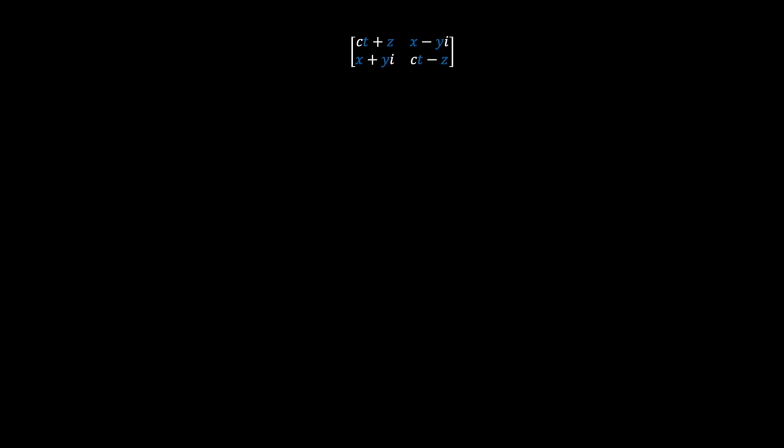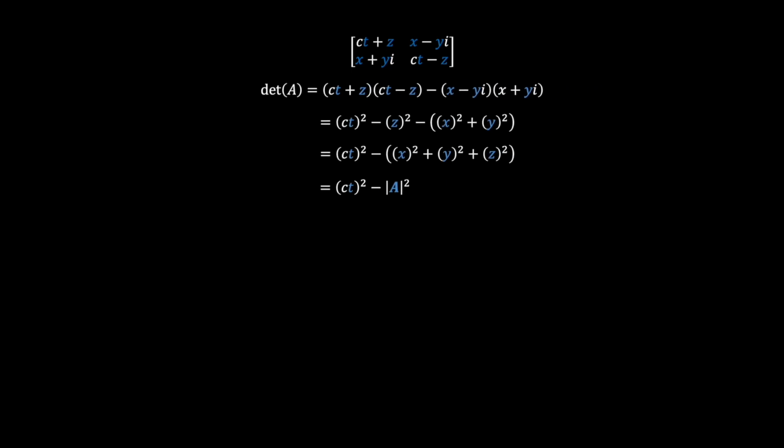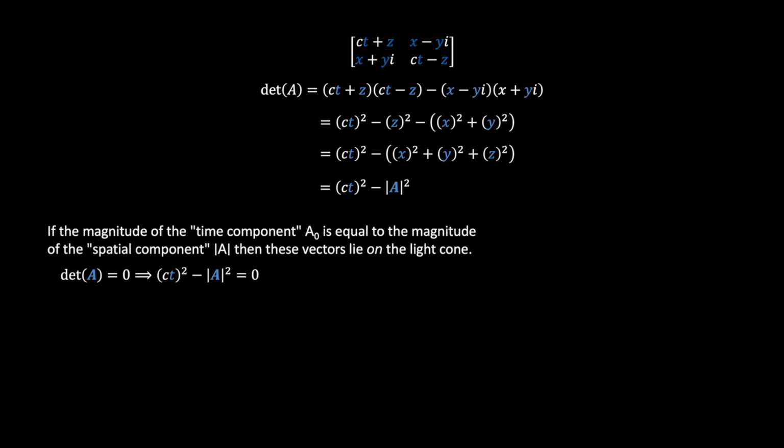Okay, so now we have the time incorporated into our vector. When we take the determinant of this Weyl vector, we get the magnitude again, but this time, setting the determinant equal to 0 will give us the condition that the time component of our vector is equal to the magnitude of the spatial component of the vector. And these vectors lie on the light cone, as we're familiar with from special relativity. And this is called a null vector.